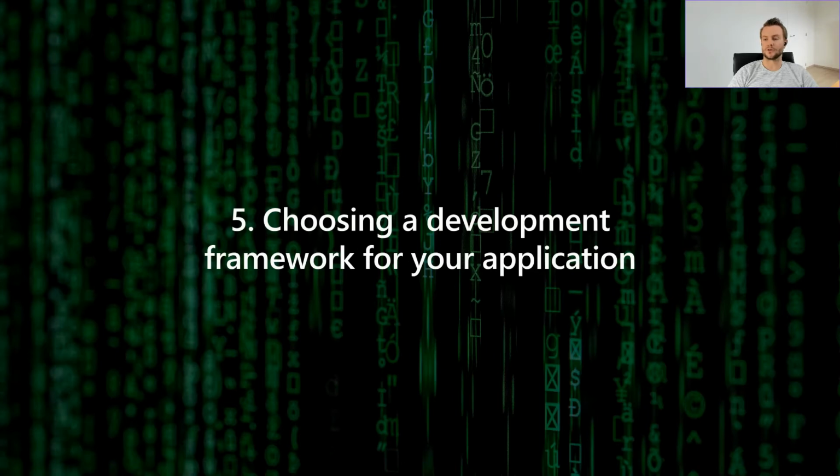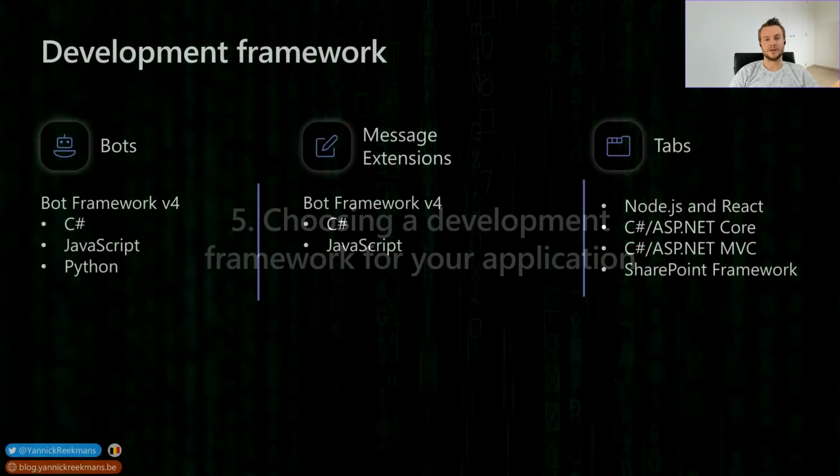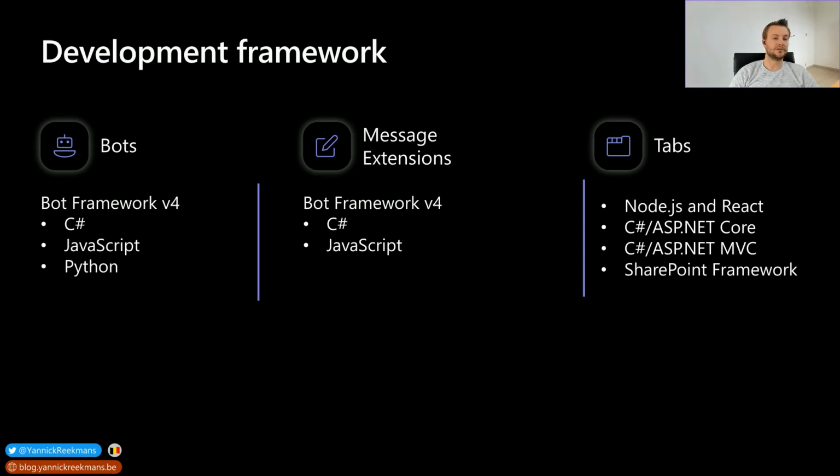Now you're almost ready to start developing. When you develop, you need a development framework for your application. Depending on the extensibility point that you want to use in your Teams application, it also results in the development framework that is associated with it. When you build a bot, it's using the Bot Framework v4 to create your bot. And the Bot Framework v4 SDK is available in C#, JavaScript, and Python. So if you want to create a bot, you have to pick one of these three development platforms.